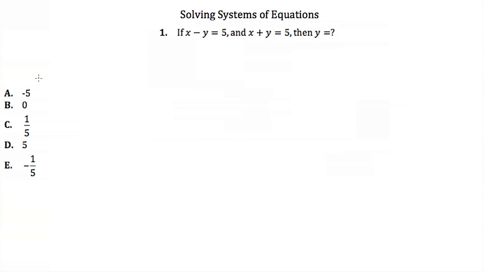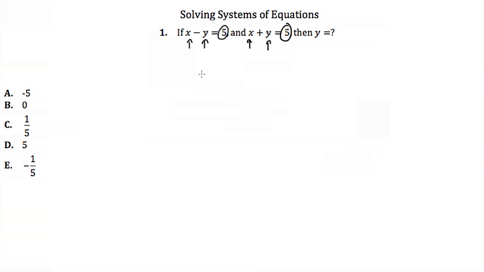So now let's look at the first problem on our worksheet. Problem 1 asks us if x minus y is equal to 5 and x plus y is equal to 5, then what does y equal? Well, just looking at this, I'm going to guess that y is equal to 0. Because if I have some number and I subtract a different number and I get 5, and then I add that same number to x and I still get 5, that means y is not having any effect on this equation. Doesn't matter if I subtract it or add it, I get the same number.